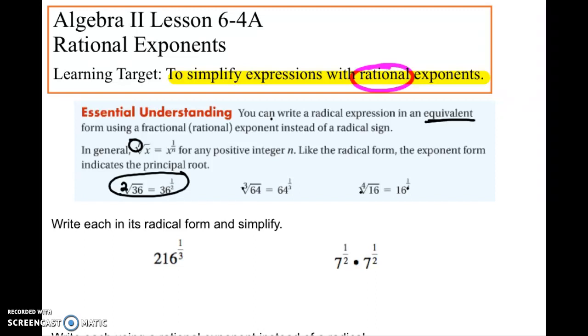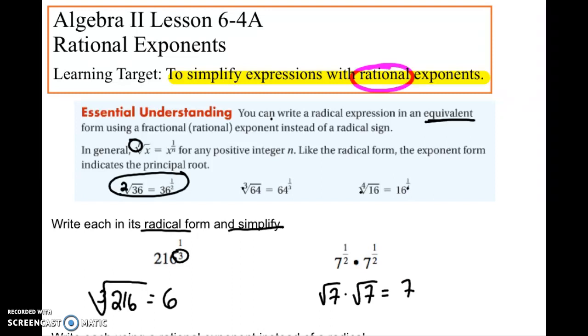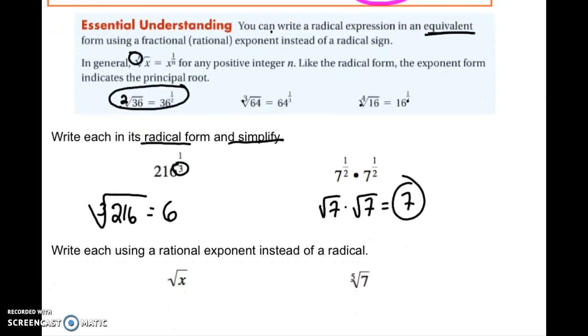So the first thing we're asked to do is to write each in radical form and then simplify. So we need a radical and we need to simplify. This is 216 to the 1/3. That's our index. So we're looking at the cube root of 216. Then we use our blue sheets or our white sheets, and we find that the third root of 216 is 6. Here we have 7 to the 1/2, so that's the square root of 7, times another square root of 7. And we know that that's square root 49, but that simplifies back to 7.